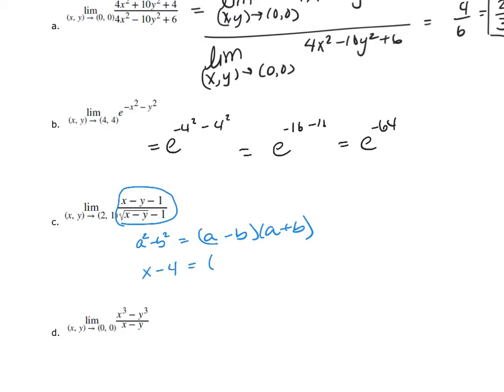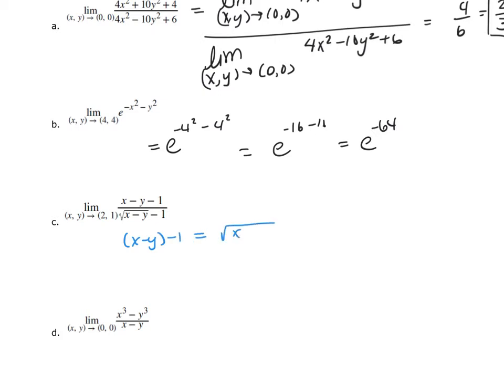And if you remember in pre-calculus and Calculus 1, if I had x minus 4, I can still factor this like the difference of squares, the square root of x minus 2 and the square root of x plus 2. So I'm going to do something similar in my numerator here. If I group this as the square root of x minus y, minus 1, multiplied by the square root of x minus y, plus 1, difference of squares, then I will have some cancellation in the denominator, and I can just do a direct substitution.